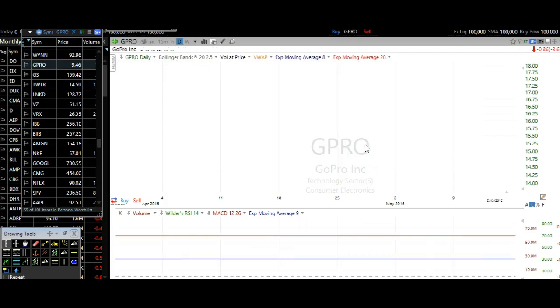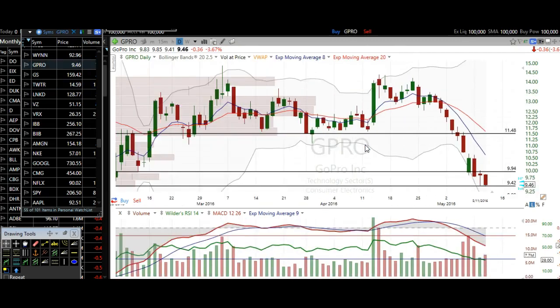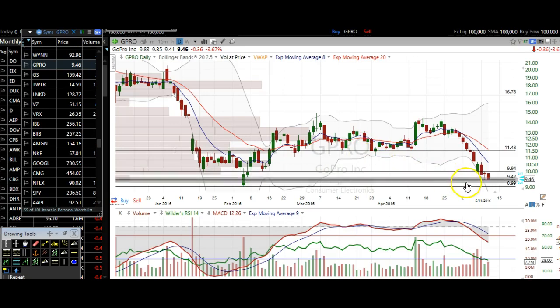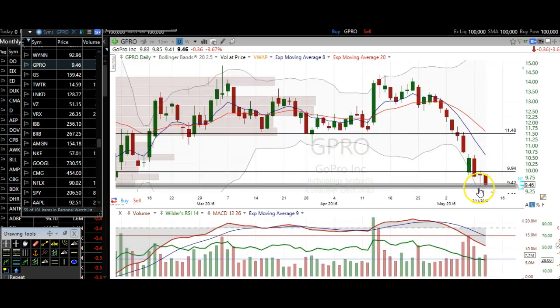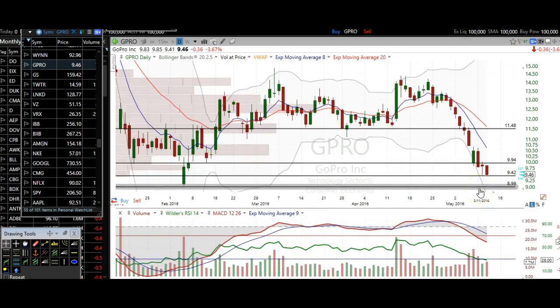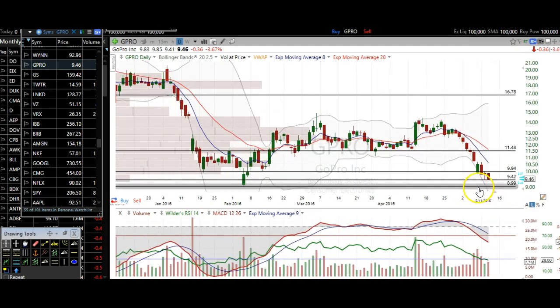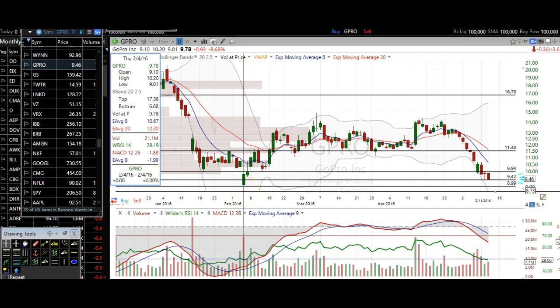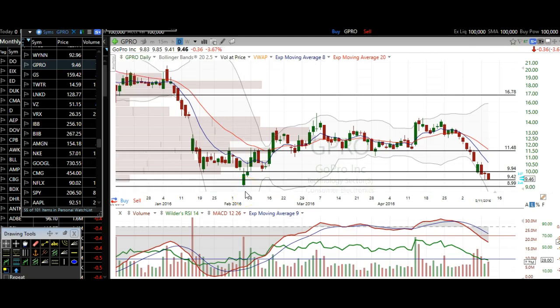Next, I want to cover GPRO. GPRO, we got a bounce from this level right here, 942, looking like these lows are going to get broken. A 942 break would send it to about $9. The low over here is 901.